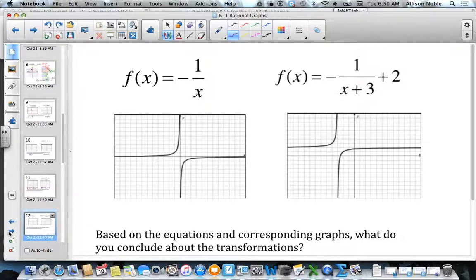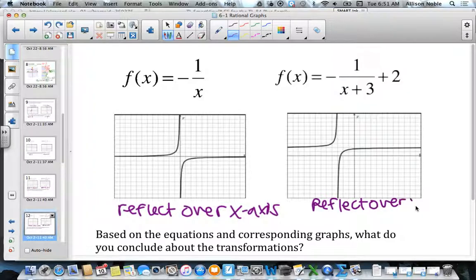Then if you look at the negative 1 over x squared, and you could graph these on your calculator as well to see, this is a reflection over the x-axis, which is what happened with every other negative that we deal with in transformations. And then the second one is doing a couple different things. It is reflecting over the x-axis, and it is moving left 3 and up 2.